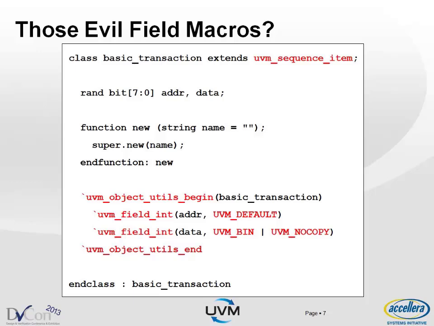So let's start out with those evil field macros. We know they're evil now because last year at this very conference, Adam Erickson won the Best Paper Award for a paper telling us how evil the field macros are, so they must be evil. Now, these are the field macros in UVM, which came from OVM, which came from some of the legacy methodologies. Are they a good thing? Are they a bad thing? You make your own mind up.